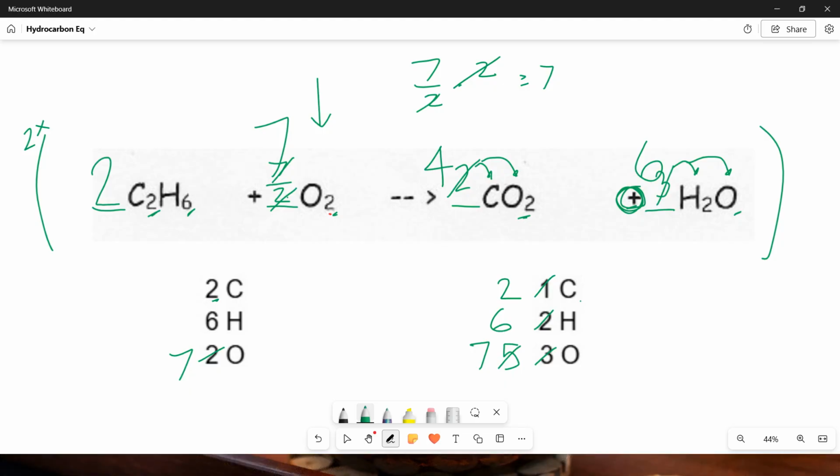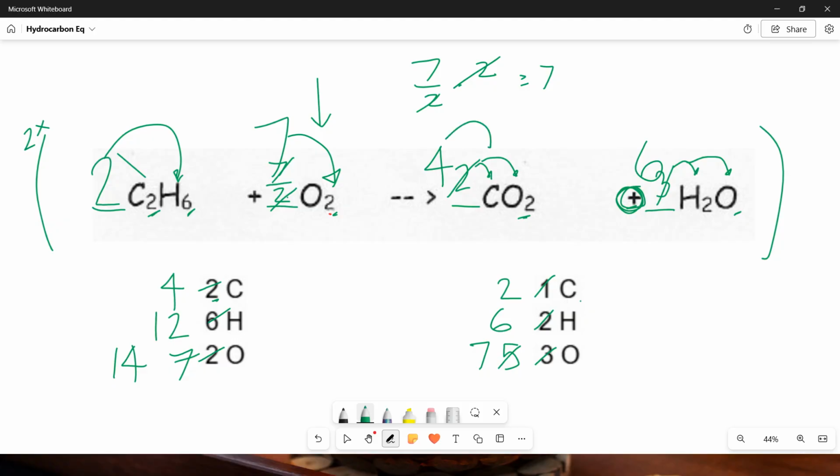Let's check our totals. 2 times 2 is going to give me 4 here. 2 times 6 is going to give me 12 hydrogens. And 7 times 2 is going to give me a total of 14. And that is my list on the left.